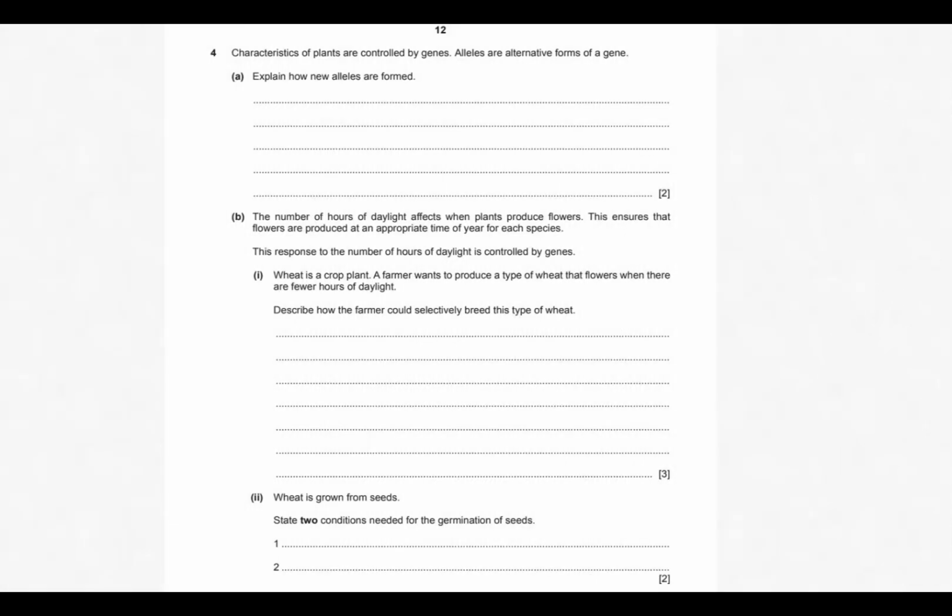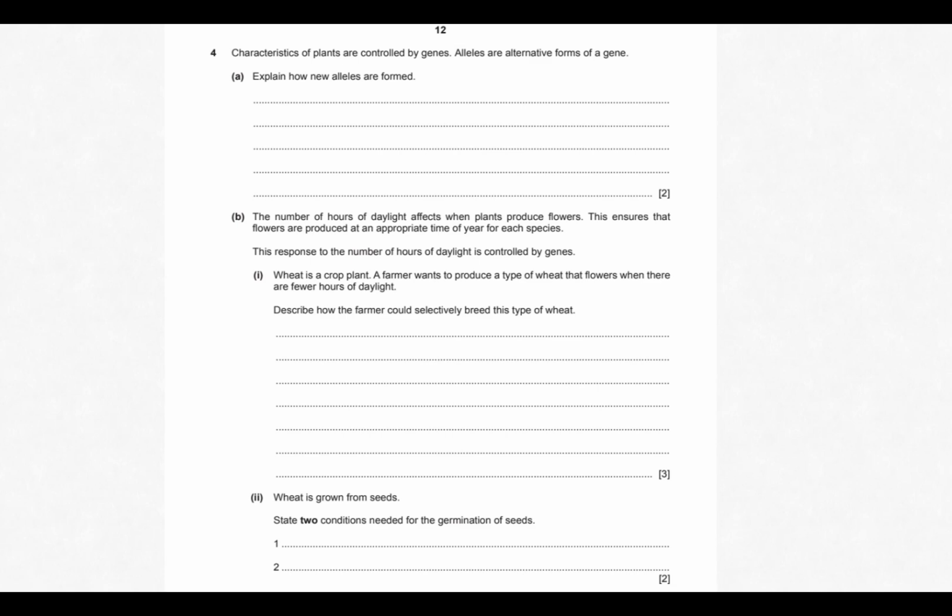On the next page, we have question 4 that says characteristics of plants are controlled by genes. Alleles are alternative forms of a gene. Now remember, alleles are like the gene for eye color. One allele codes for blue eye color, and another allele will code for brown eye color. Question A then asks to explain how new alleles are formed.